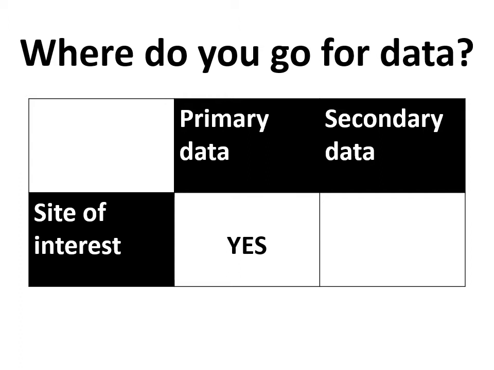Secondary data are data that someone else has already collected. The nice thing about secondary data is that I don't actually have to go to the site of interest. So for people that are interested in, say, global climate change, they don't have to go to every point where data was collected. They instead have to go into an archive or a repository and acquire the data there.